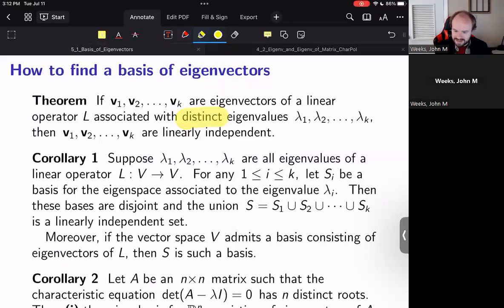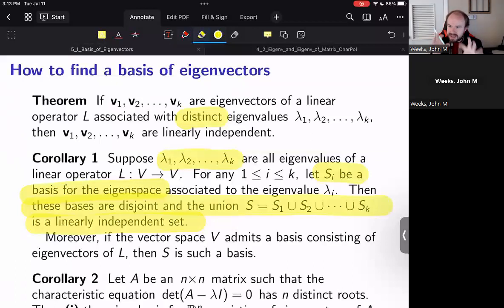A corollary of this is that if you have eigenvalues here, and you associate to each eigenvalue its eigenspace, then these bases are disjoint, and the union of the bases that you get for the eigenspaces is a linearly independent set. This extends from the fact that if you take each of these eigenvectors and even consider each eigenspace to have its own basis, even if it's more than one element, you still get that everything altogether is a linearly independent set.